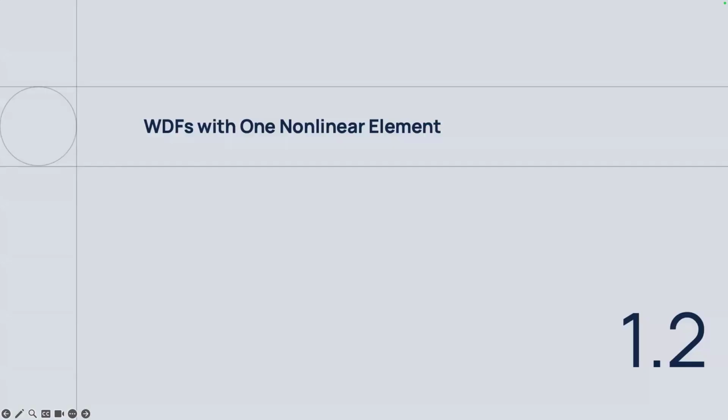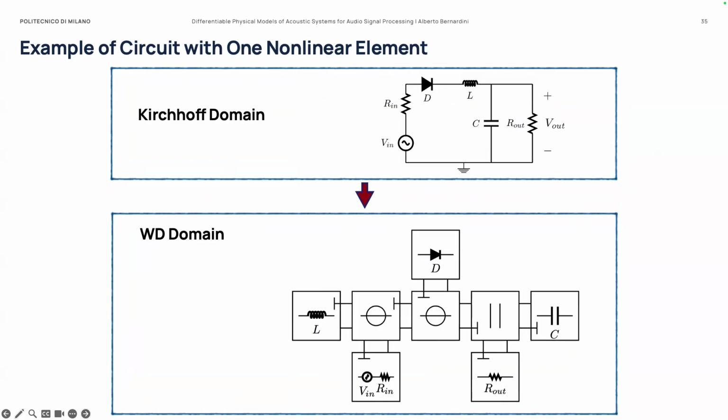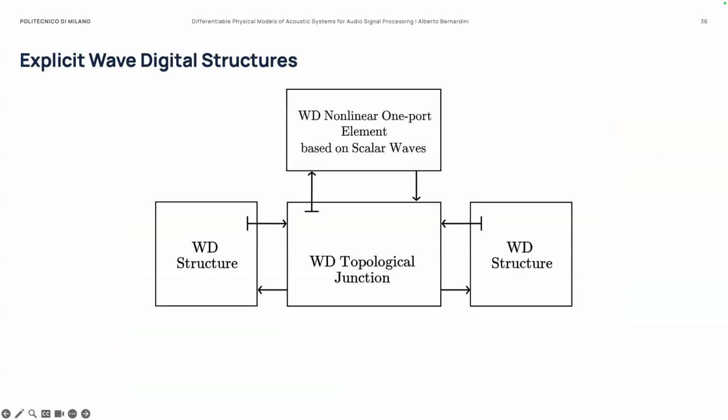So let's consider now the case of circuit characterized by one nonlinearity. Without, again, entering too much into the details for the sake of lack of time, I just say that whichever circuit characterized by one nonlinearity, like this one, which is characterized by one diode, can be represented with a structure which is completely explicit. Provided that you have a local scattering relation describing this element in an explicit way, the whole circuit can be simulated using explicit relations. And this can be generalized to whichever nonlinearity, not just the diode.